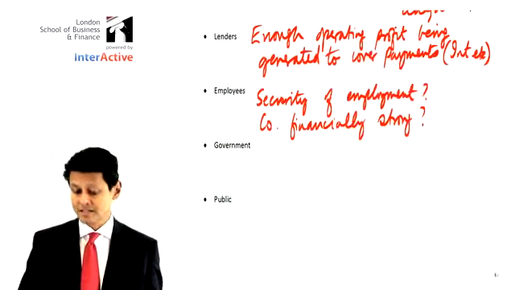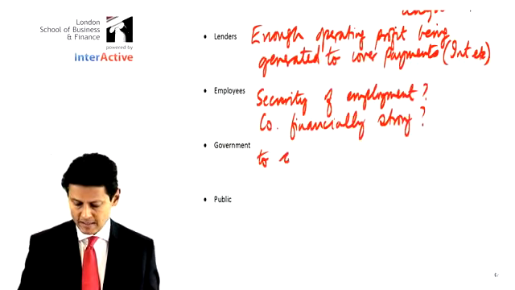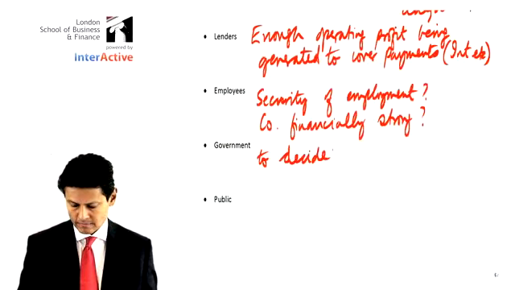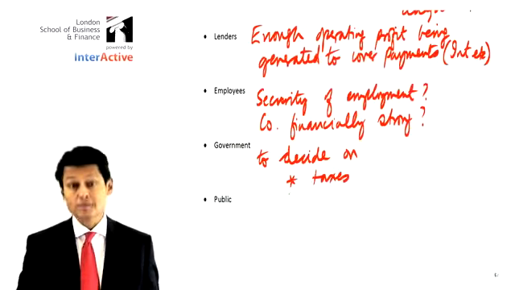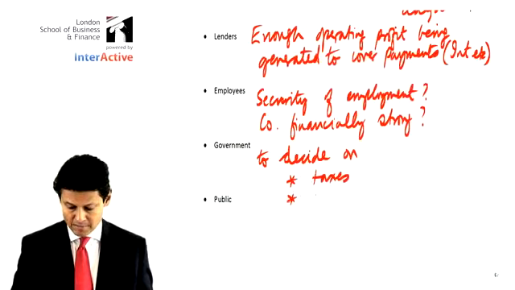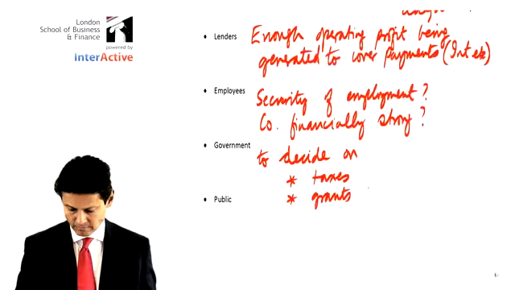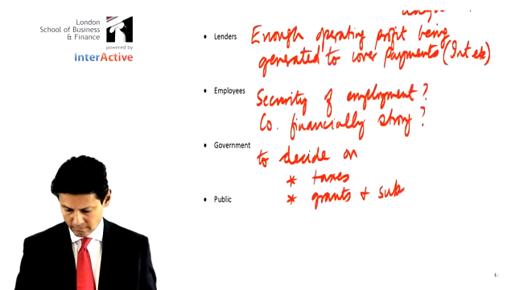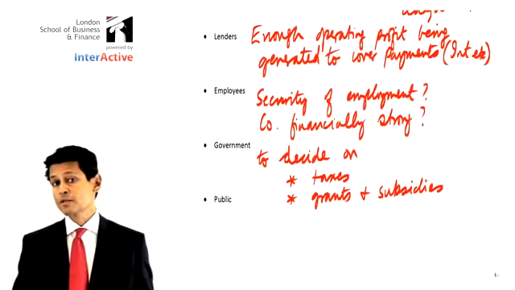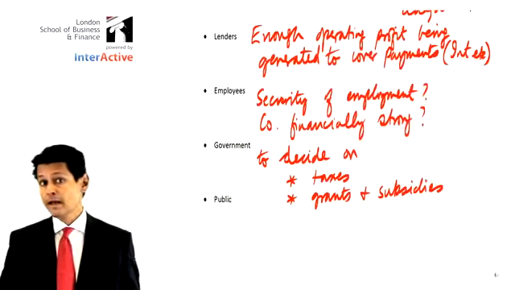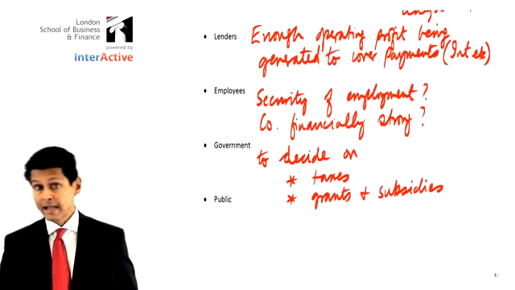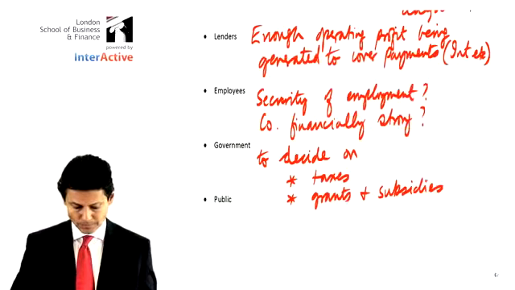How about the government? They've got to decide on levels of taxes, and obviously the opposite of taxes, grants and subsidies. Grants may be given to encourage employment, creation of employment in otherwise less developed areas.